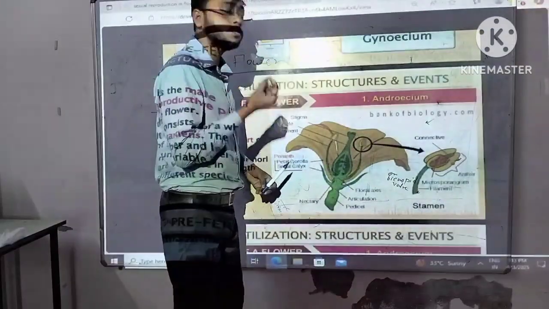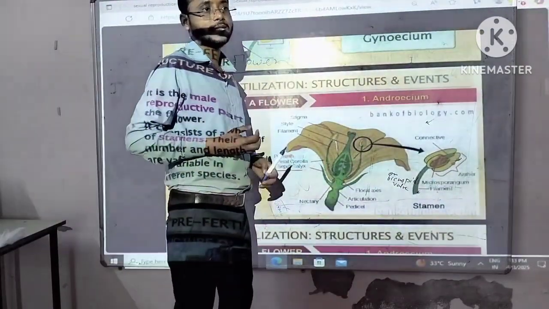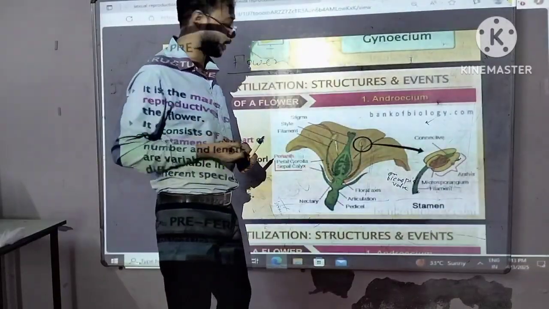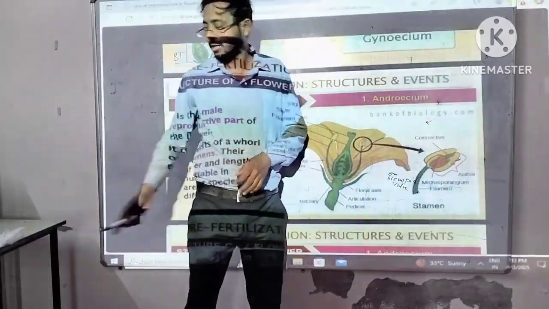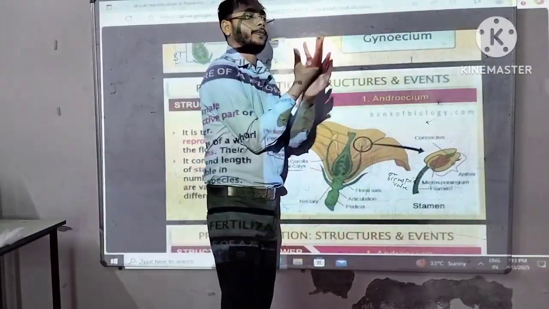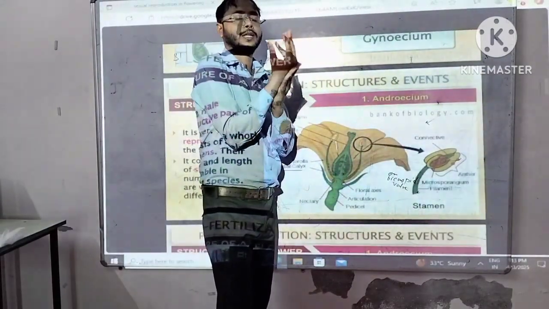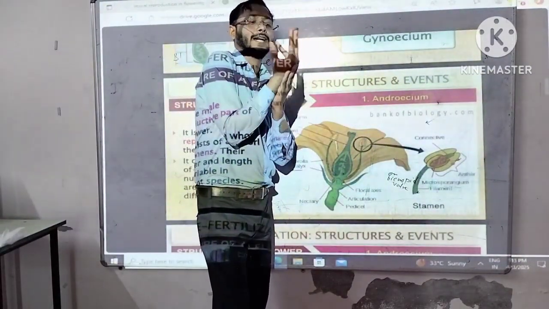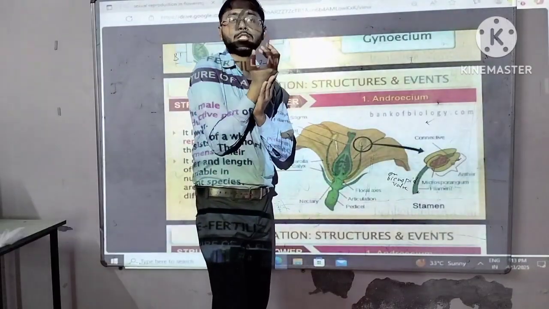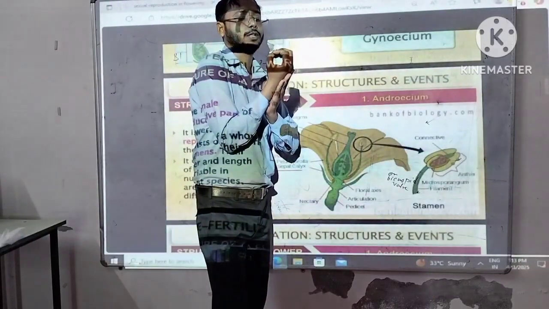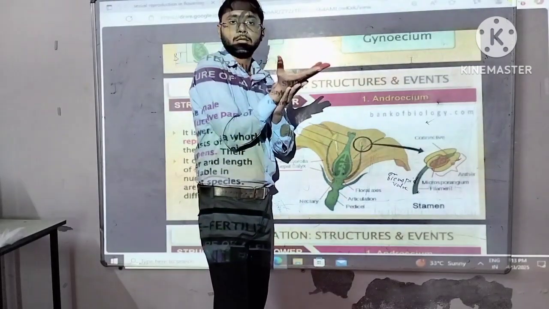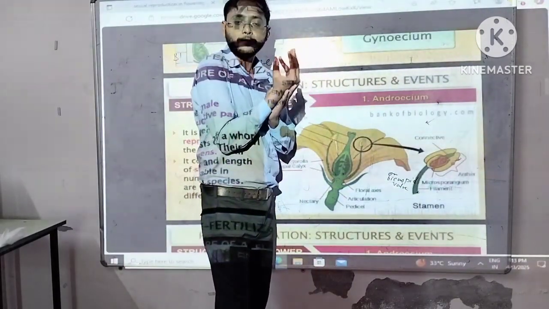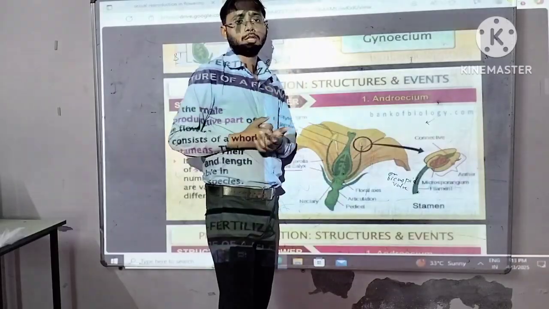Sepal is a small leafy-like structure that supports the flower. Just like you can see, the sepals are at the lower portion and support the flower. If there are no sepals, the petals can be scattered. So it supports the petals of the flower.